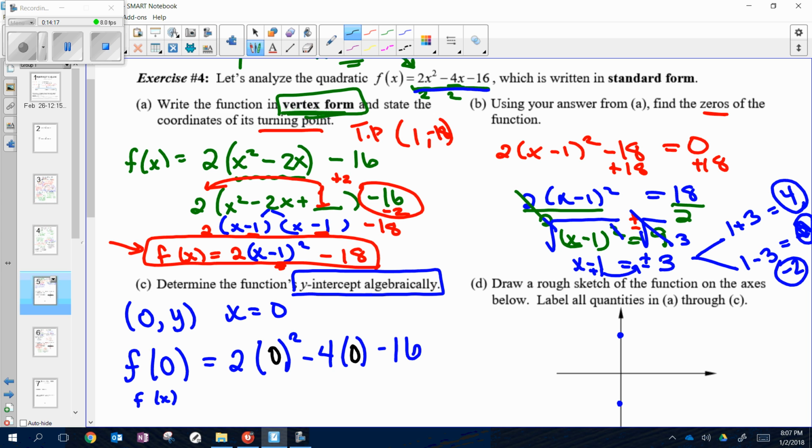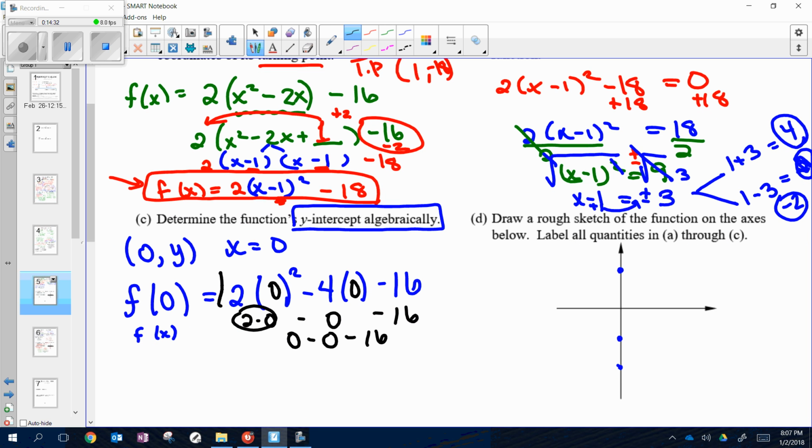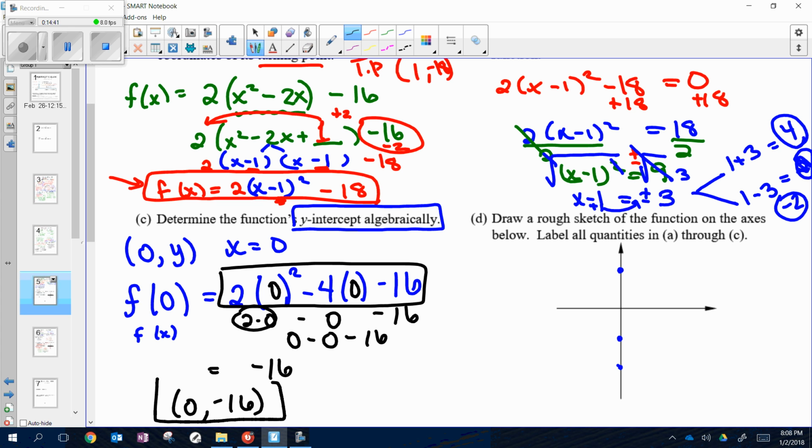Instead of f of x, I got a function of 0 now. So 0 squared is 0. 2 times 0 minus 4 times 0 is 0. Okay, 2 times 0 is also 0. I'm just doing the math. I could have just calculated this. I could have put this whole thing in my calculator and gotten a number. I would get negative 16. So 0, negative 16 is the y-intercept.